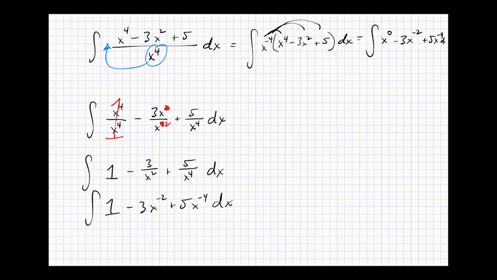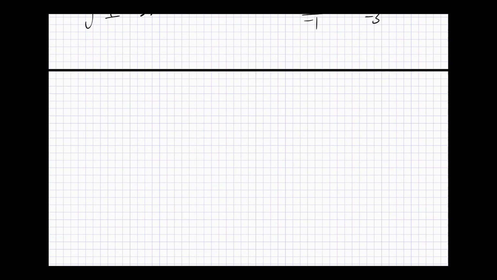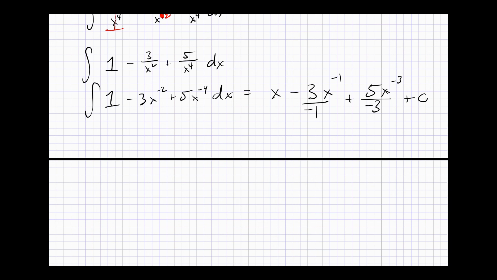And then I still need to use the actual antiderivative, so I would get x minus 3x to the negative 1 over negative 1 plus 5x to the negative 3 over negative 3 plus c. So it would be x plus 3 over x minus 5 over 3x cubed plus c.